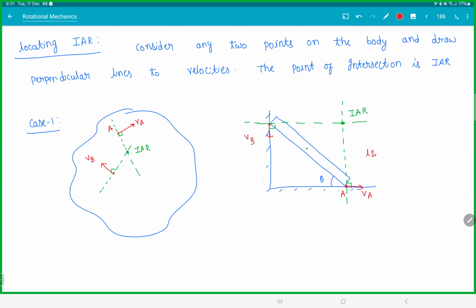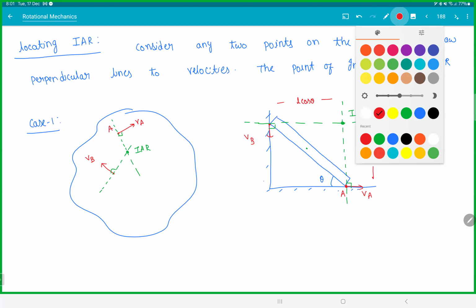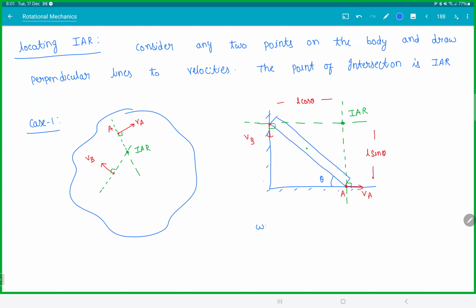This distance will be L sin theta. This distance will be L cos theta. I can find a lot of things. Omega is pretty easy to find now. VA by L sin theta. Omega comes in one step. Or I could even take VB also, VB by L cos theta. And if you want the kinetic energy of the rod, I can take half moment of inertia about IAR into omega square.